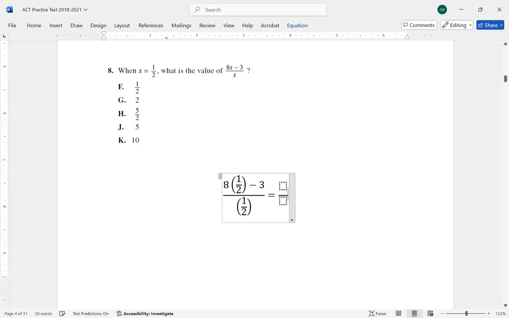The top piece is pretty easy to do. 8 times 1/2 is 4, then minus 3. 4 minus 3 gives you 1. 1 divided by 1/2, you can multiply by the reciprocal of 1/2, which is 2, so 1 times 2. Or you can divide by 1/2. If you do divide by 1/2 and type it into your calculator, make sure that you put parentheses around the 1/2. But however you do that, you end up with 2. So 2 is the final answer, which means option G is the correct answer to question 8.